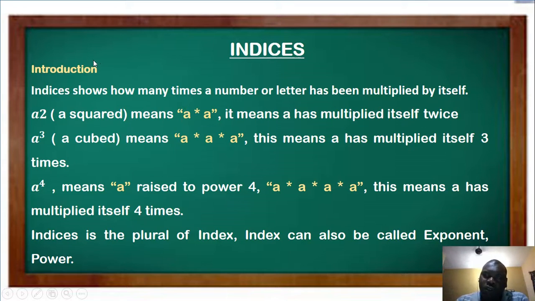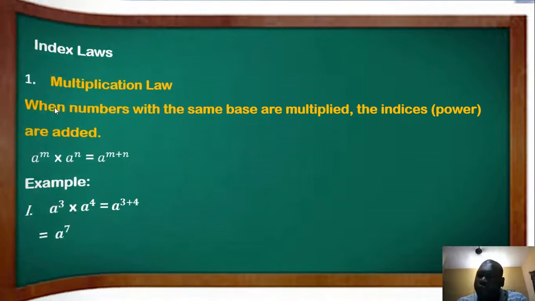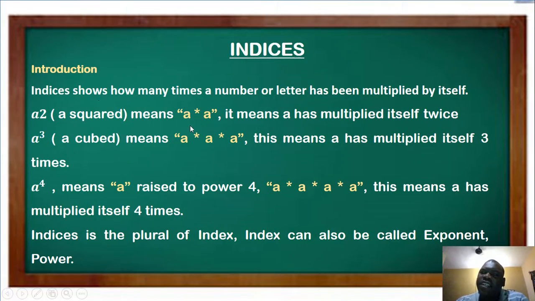Indices. Introduction. Indices show how many times a number or letter has been multiplied by itself. For example, a squared. A squared means a times a. It means a has multiplied itself twice. That is, we have two a's there. A cube, a raised to power 3, means a times a times a. This means a has multiplied itself 3 times.